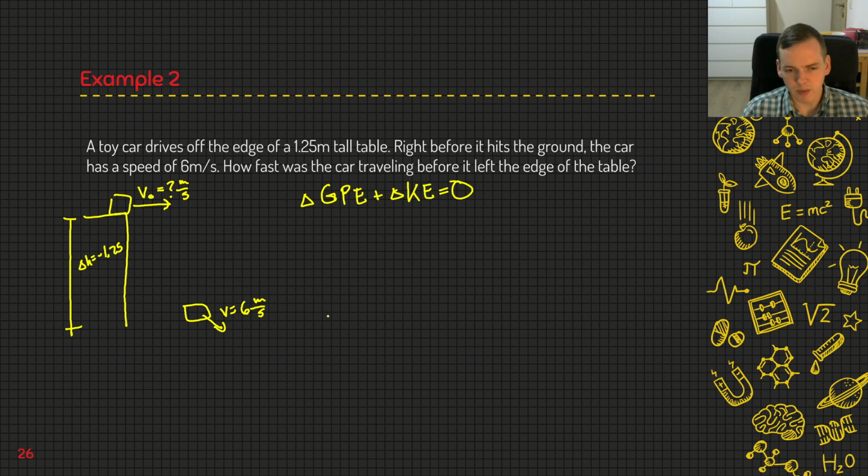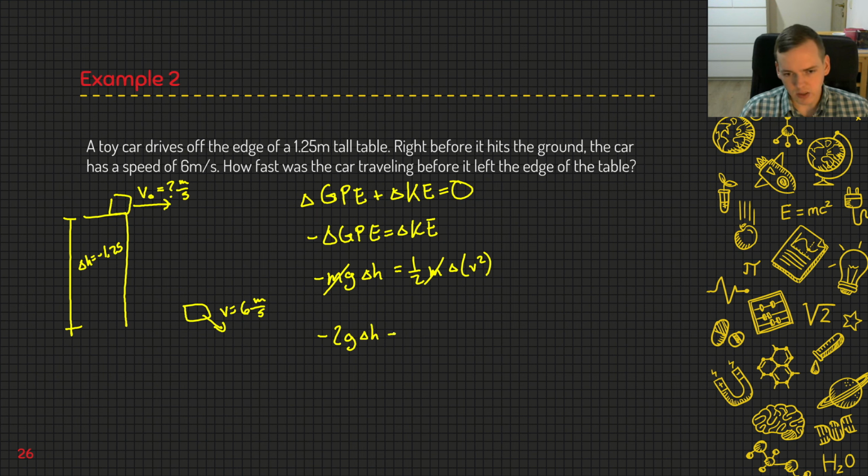We know the change in gravitational potential energy has to equal the change in kinetic energy. So negative GPE has to equal change in KE. The negative delta GPE is going to be negative mg delta H. The delta KE is going to be 1/2 m times delta V squared. You'll notice this is why we don't need the mass actually, because there's a mass on both sides, so I can cancel that. And I'm getting negative 2g delta H equals V squared minus V initial squared.